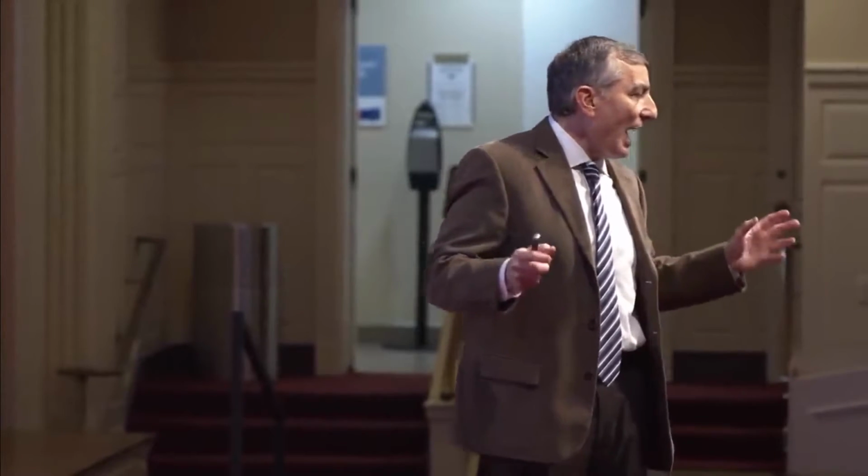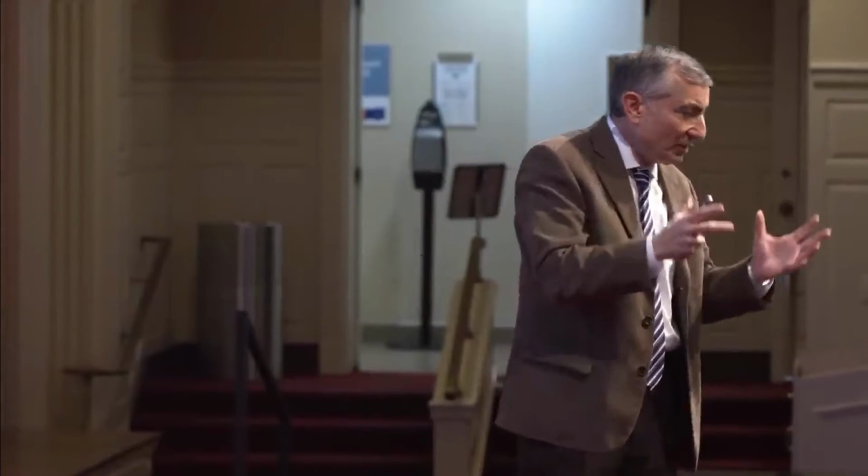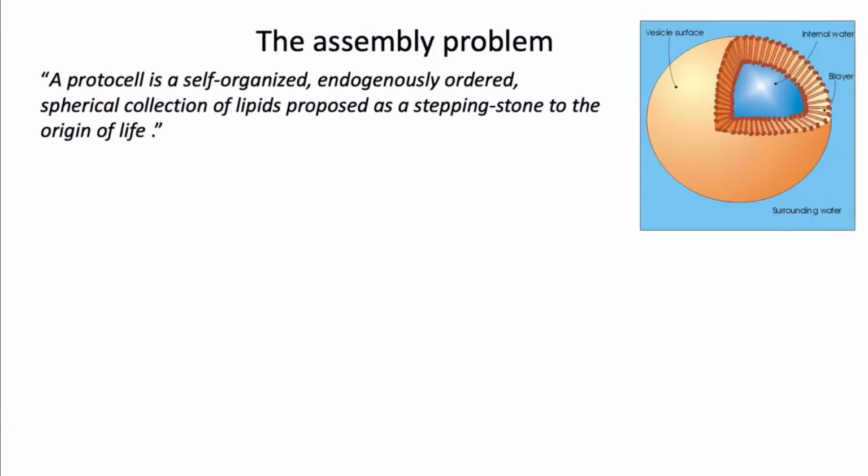Now you have to assemble it. So say we had the molecules, how can you get them to assemble? So here's the assembly experiments. A protocell is a self-organized, endogenously ordered spherical collection of lipids proposed as a stepping stone to the origin of life. So that's what a protocell is.